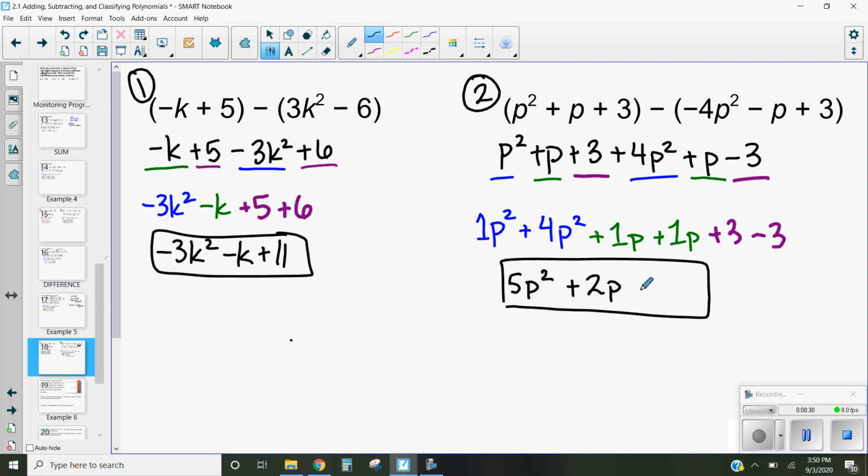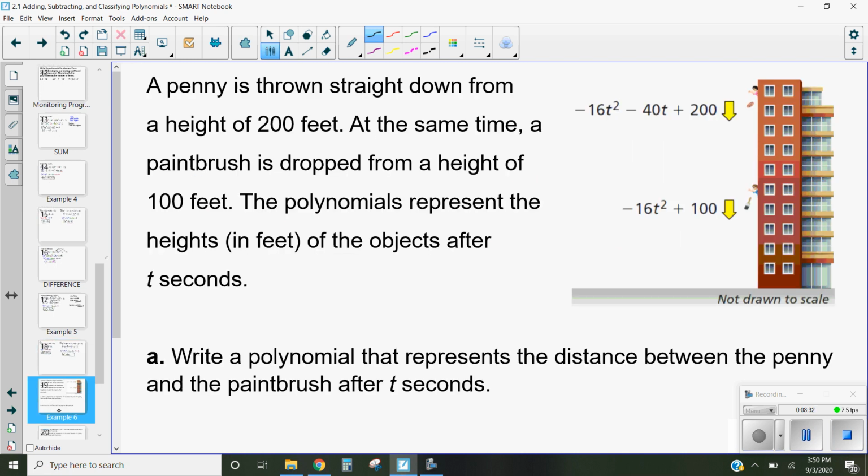Now, when we talk about these differences, there is a great chance for us to look at some of these word problems. We're not going to do this one, but if you want to try it, you can. This one has us throwing a penny from a height of 200 feet off a building and a paintbrush dropped at the same time from a height of 100 feet. And we want to know what is the distance between these 2 objects. Now we can do that. They gave us these 2 polynomial expressions, and we can find the difference between those if we wanted to figure out how far apart they are.